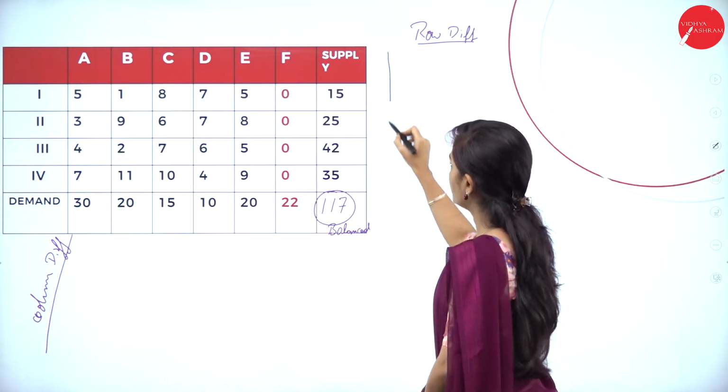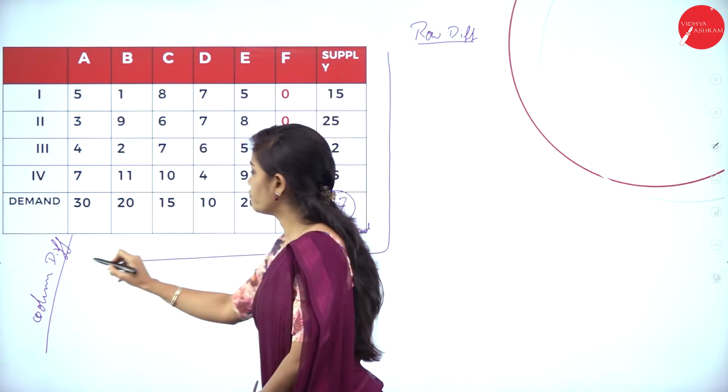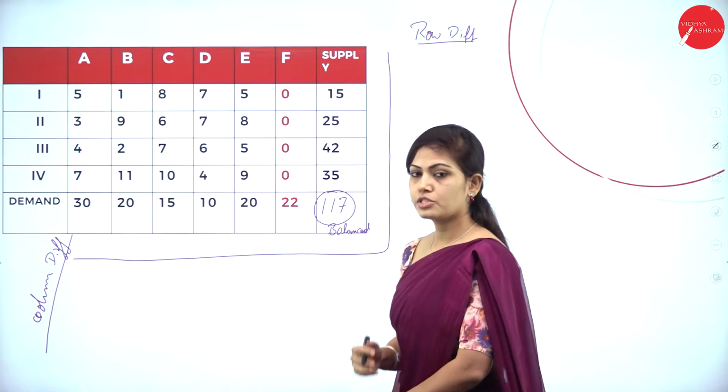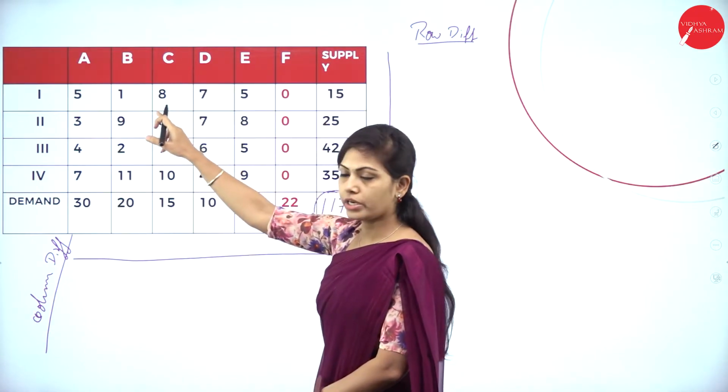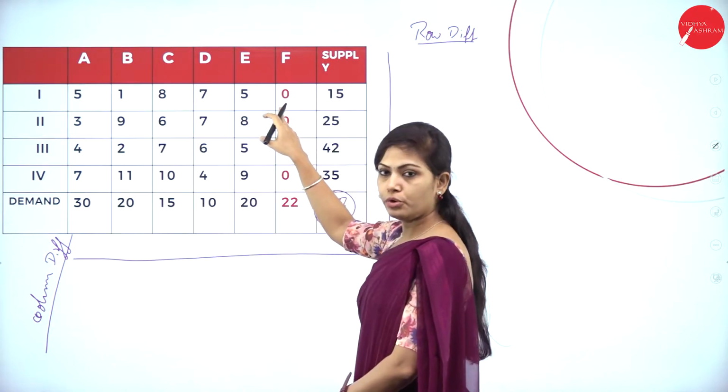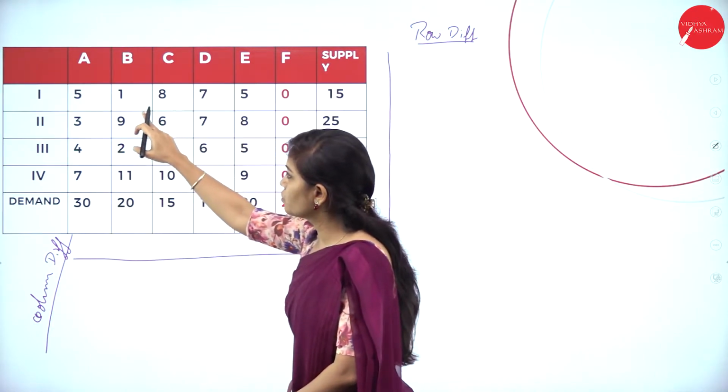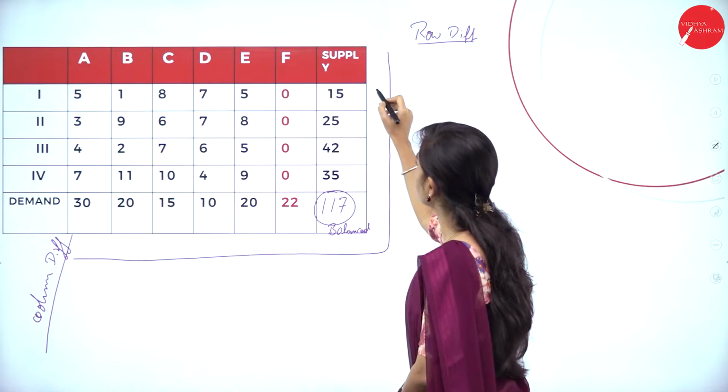So now, I will use the row difference first. So how to find the row difference? First consider the least value here. The least value is 0 and the second least value is 1. So 1 minus 0 is 1.